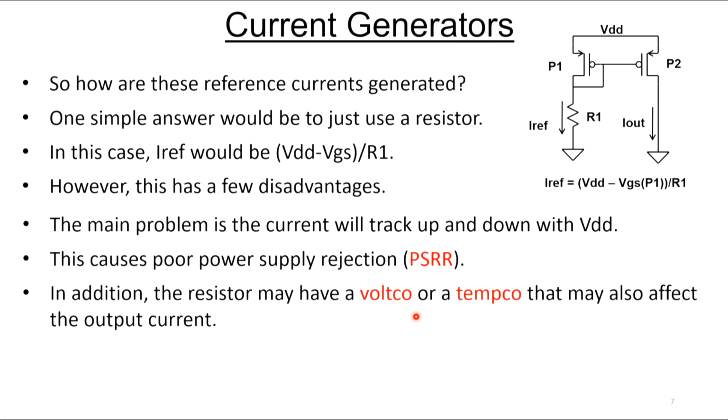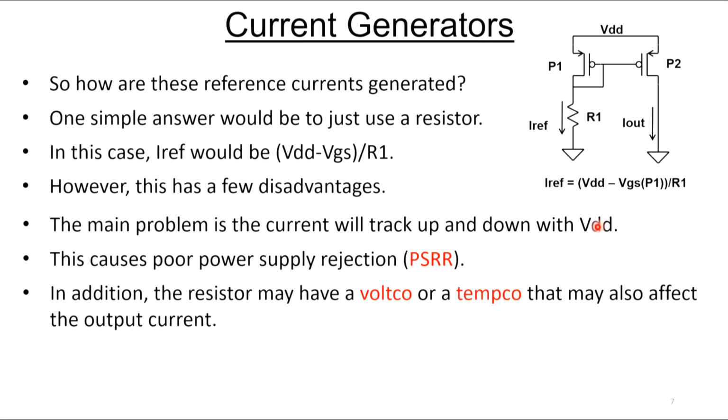Okay, so now let's talk about current generators. So how are these currents generated? So one simple way would just be use a resistor to generate a reference current. And you can kind of see, if this was the case here, you'd be starting up at VDD, dropping a VGS on this device, and that voltage would be across the resistor. So the current through the resistor would just be VDD minus a VGS over R1. And then that current could be mirrored all over the place if you wanted it to.